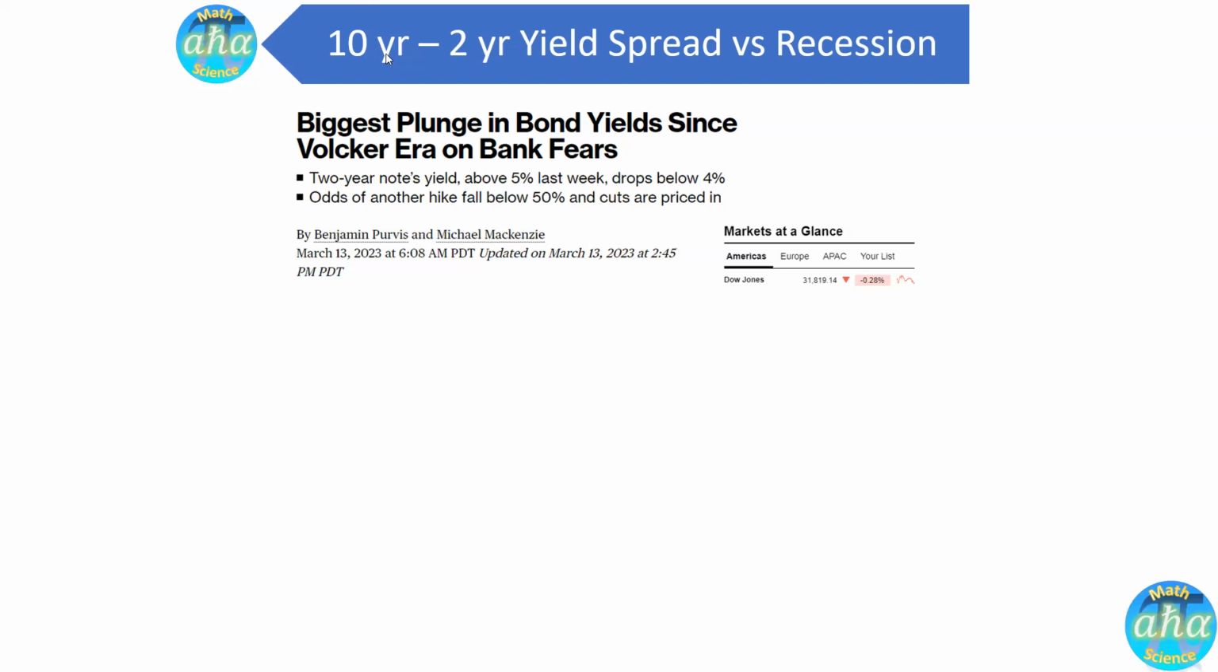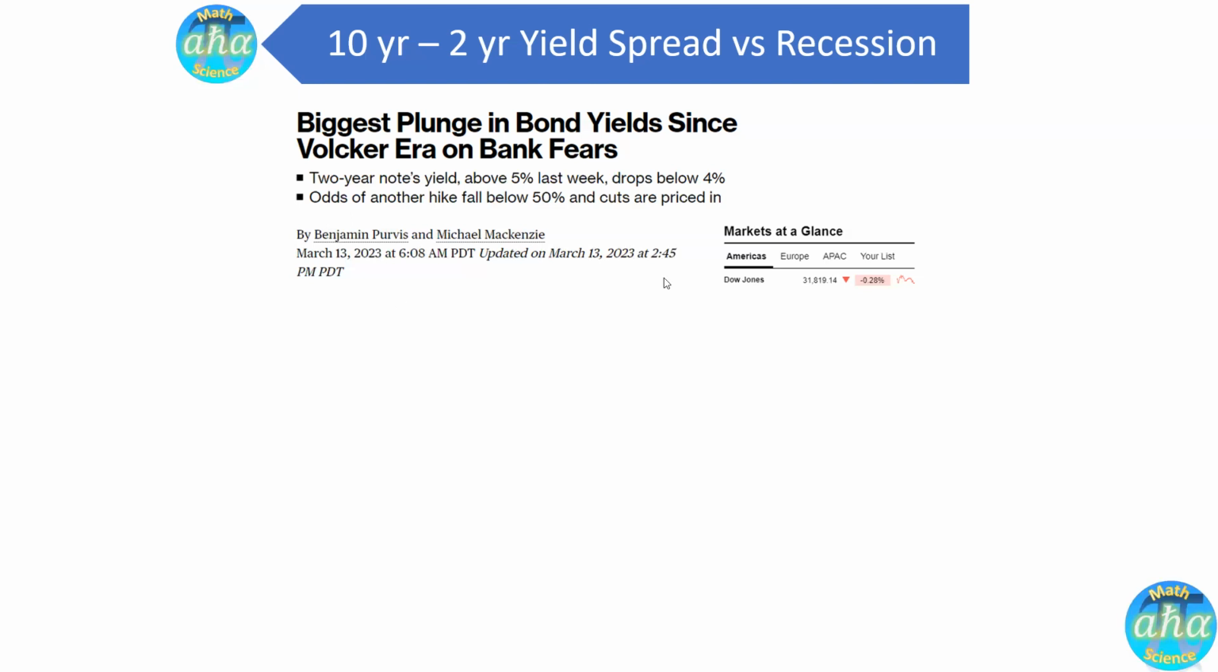So what is the 10-year and the 2-year yield spread? It is basically the difference between the yield of the 10-year treasury and the 2-year treasury note. Normally, that yield spread is positive, but before a recession, the yield curve starts to become inverted.